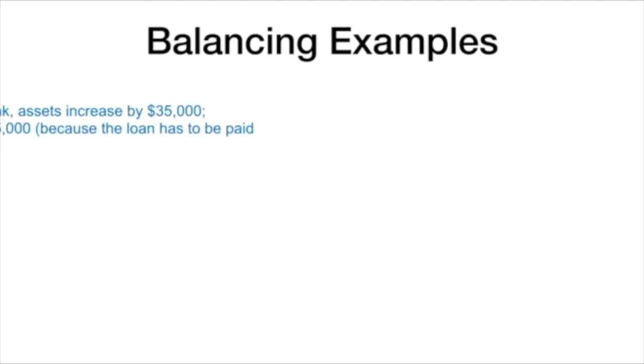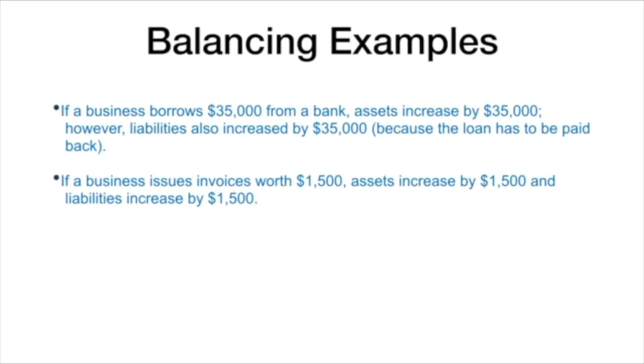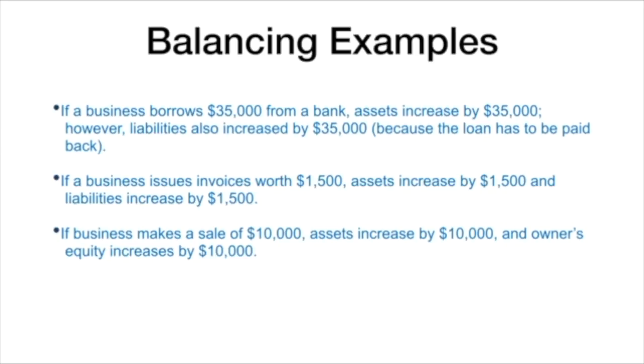Let's take a look at a couple of examples of how the equation balances. If a business borrows $35,000 from a bank, assets will increase by $35,000. However, liabilities also increase by $35,000 because the loan has to be paid back. If a business finances invoices worth $1,500, assets will increase by $1,500 and liabilities increase by $1,500. If a business makes a sale of $10,000, its assets increase by $10,000 and the owner's equity increases by $10,000.